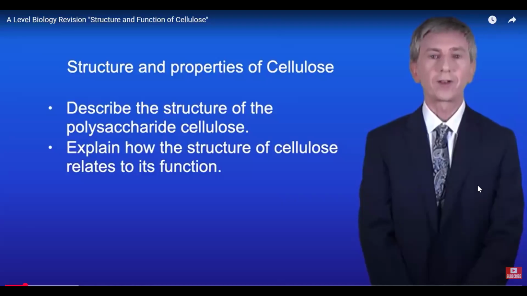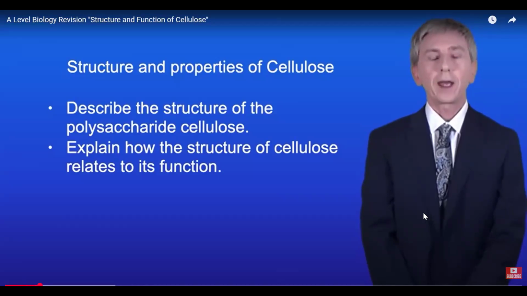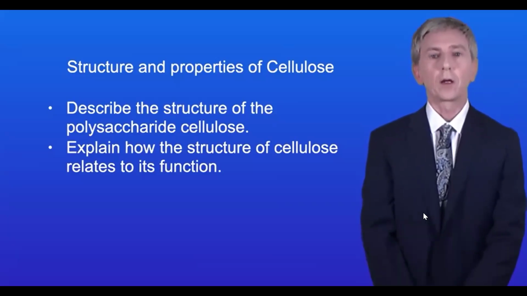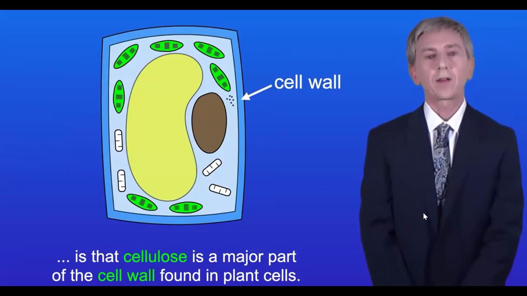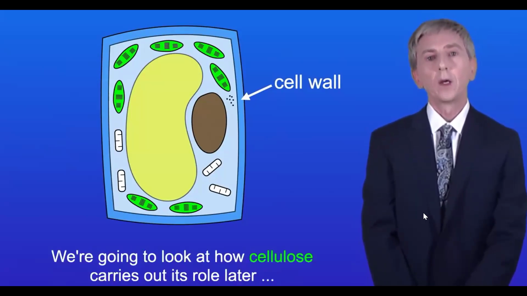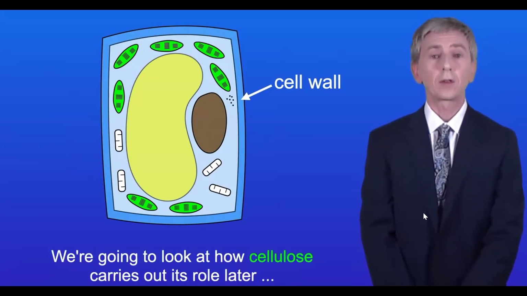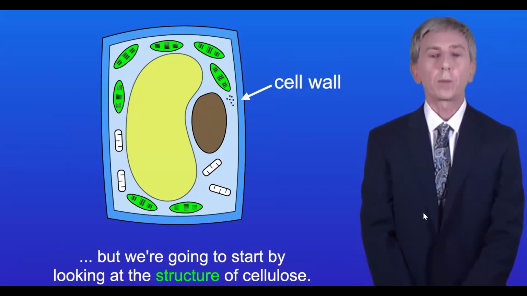Hi and welcome back to Free Science Lessons. By the end of this video, you should be able to describe the structure of the polysaccharide cellulose. You should then be able to explain how the structure of cellulose relates to its function. Now, the first key idea you need to understand is that cellulose is a major part of the cell wall found in plant cells. We're going to look at how cellulose carries out its role later, but we're going to start by looking at the structure of cellulose.